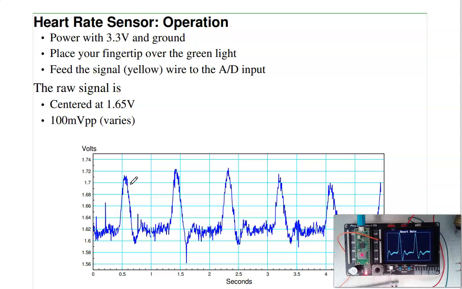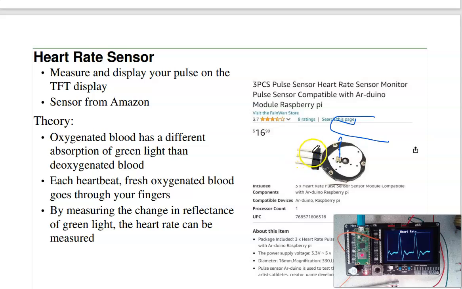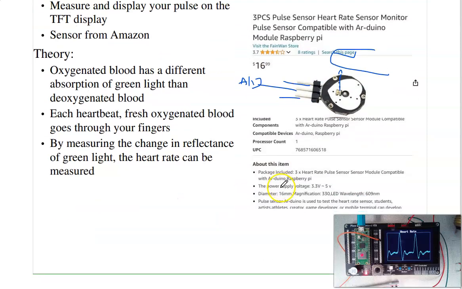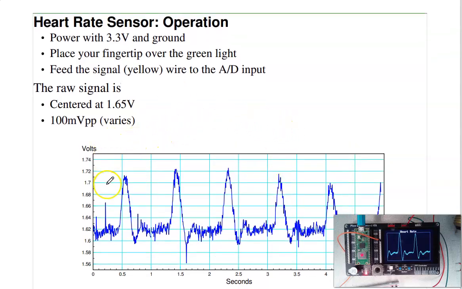So to operate it, it's actually pretty simple. You just have the three leads. One is your power, ground. This goes to your A to D input. And they're actually color-coded. The red one is 5 volts, black is ground, yellow is your signal. Connect the signal to your Pi Pico, collect a bunch of data, same as we did before, and you get your heart rate. In this case, if I have a heart rate of 60 beats per minute, this is 1 second.